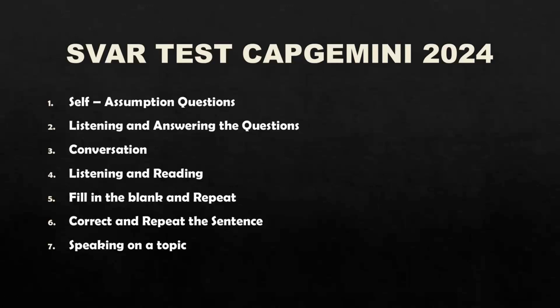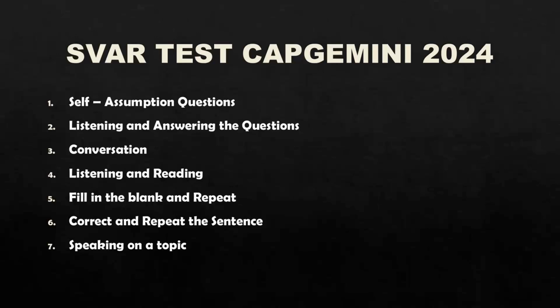Now the sixth section is correct and repeat the sentence. You have to listen to the sentence they are saying. In that sentence, there is one mistake, exactly one mistake, not more than that. So you have to correct it. After correcting that, you have to repeat that particular sentence.